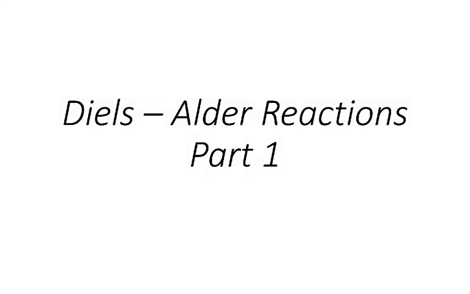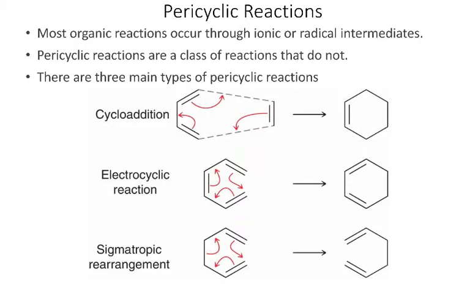So this is the first of really 4 videos on the Diels-Alder reaction. As a way of introduction, I wanted to mention pericyclic reactions. Most organic reactions, and certainly most of the reactions that we've seen so far, both this semester and last, occur through either ionic or radical intermediates. Pericyclic reactions, however, are a class of reactions that do not.